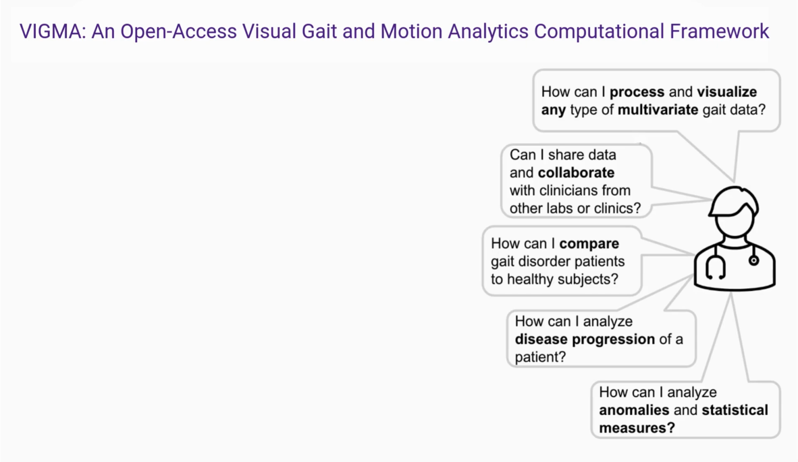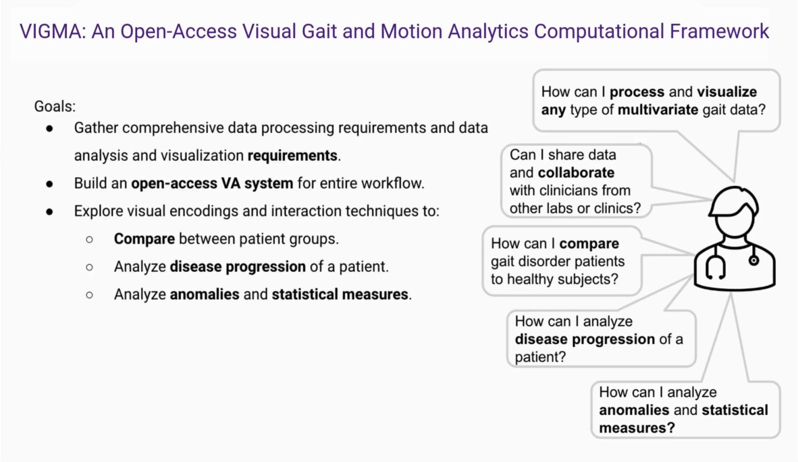Existing tools often fail to provide support for crucial features such as comparing patient groups, tracking disease progression, and analyzing anomalies and statistical measures of gait. Identifying these gaps, our goal was to gather comprehensive data processing, data analysis, and visualization requirements from gait practitioners. We plan to develop an open access system that covers the entire workflow of the practitioners.